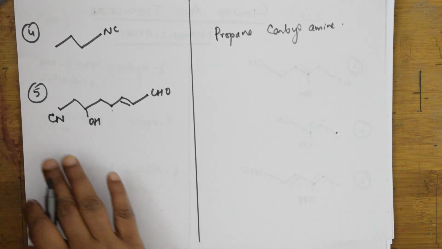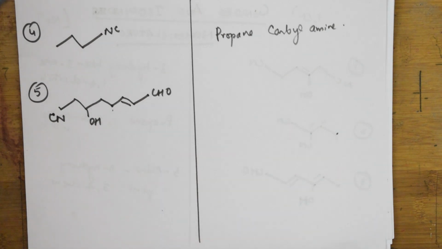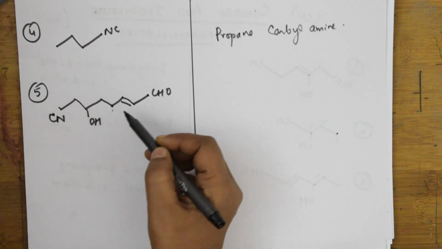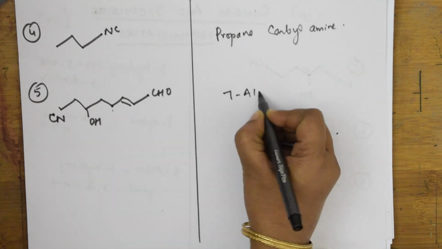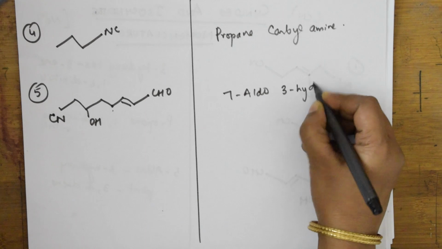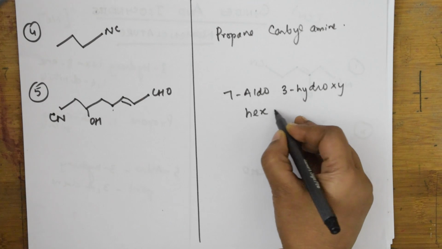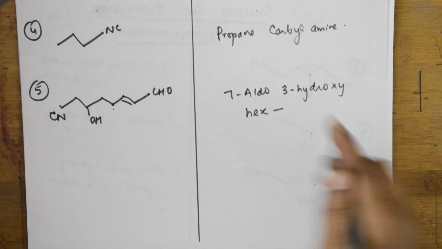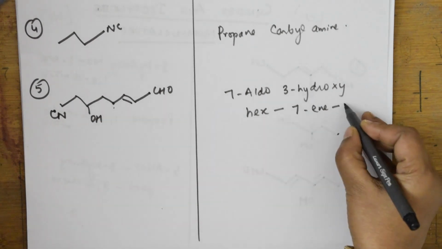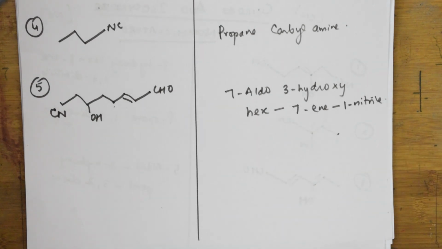Now here you have a cyano group, an alcohol group, an alkene, and an aldehyde. So according to the preference, first of all, let us see the parent chain. This is 1, 2, 3, 4, 5, 6, 7. So 7. According to the preference, I have 7-aldo. At the third position comes your hydroxy, so 3-hydroxy. Parent chain is hex. Where is the alkene? It is present at the last one, so this is 7-ene. According to the order, nitriles are named last. 1-nitrile. This is it. So hope students the concept is clear.